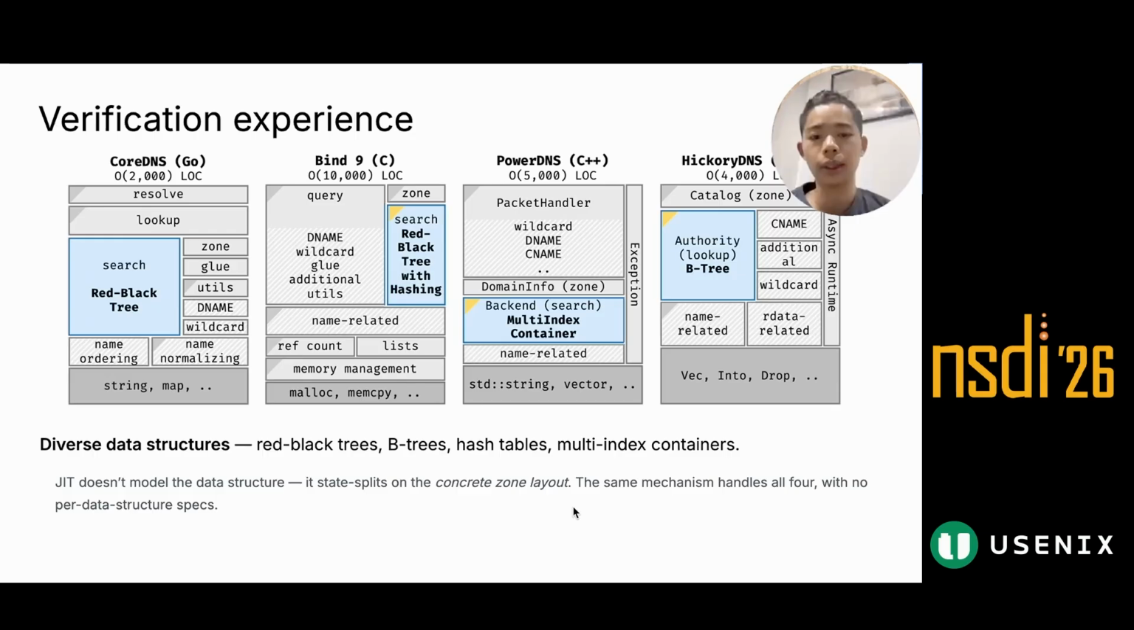First, data structures. The 4 engines use very different structures to organize zone data. We have red-black trees, B-trees, hash tables, and multi-index containers. With manual specs, you would have to understand each one intimately and write abstractions tailored to it. JIT summarization, on the other hand, sidesteps this entirely. Since the zones are invariants, state splitting adapts to the concrete data layout. The same mechanism handles all 4 with no per-data-structure specs needed.